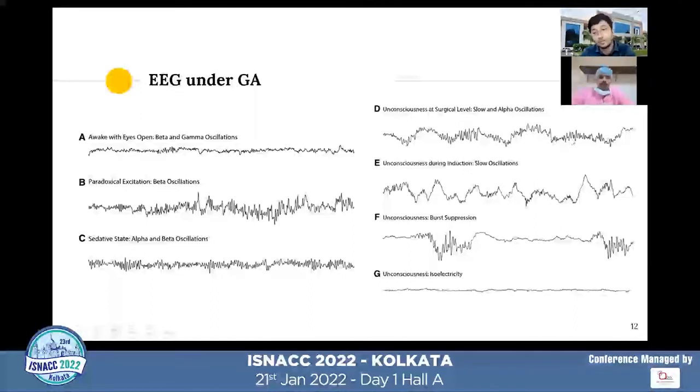When you are using propofol for maintenance of anesthesia, you will get predominantly slow waves and alpha oscillations. And during induction, you will get predominantly delta oscillations. You can see higher amplitude, slower frequency waveforms. And this is burst suppression. And with further increase in concentration, we will get an isoelectric EEG.